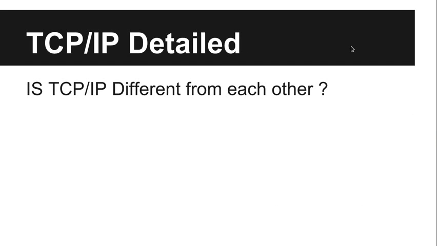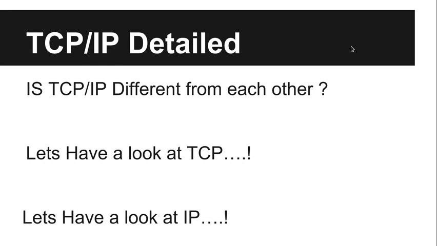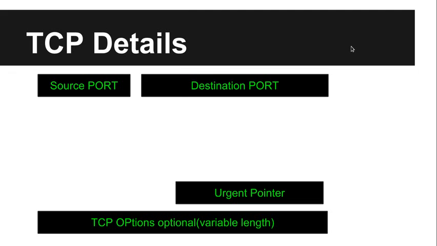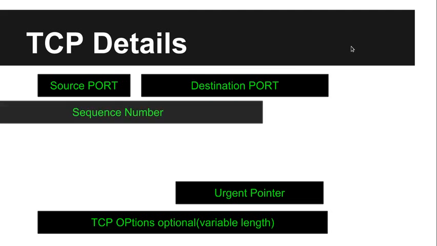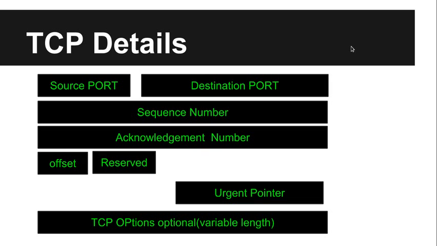So let's see what the TCP/IP details mean. As we earlier discussed, TCP and IP are both different terms, so TCP/IP is obviously different. Let's have a look at TCP first, and then we will look at IP. Here are the TCP details. What does TCP contain? It contains a source port, destination port, a sequence number, the packet sequence number, an acknowledgement number, offset, 1 byte reserved, and flags.